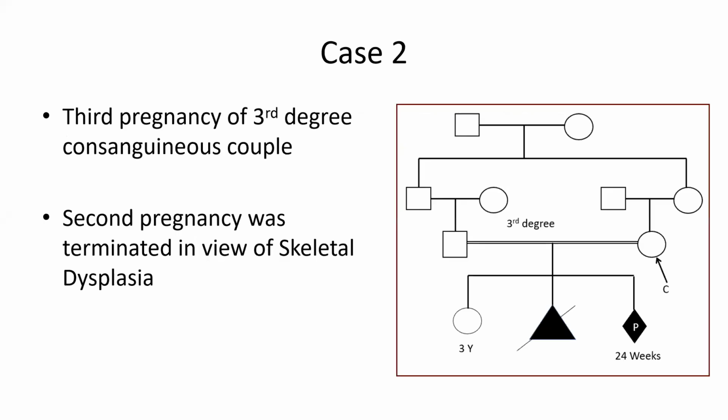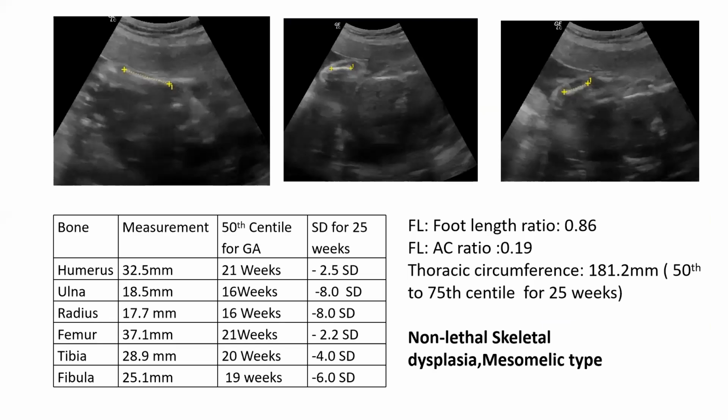Now coming to the second family, this is a third degree consanguineously married couple, and this was the third pregnancy of this couple. From the first pregnancy, they had a healthy 3-year-old girl child. The second pregnancy was terminated in view of skeletal dysplasia, and for the third pregnancy also they were referred in view of some abnormal scan findings at 24 weeks of gestation. Scan was done, and here we found there was significant mesomelic shortening of long bones. Here we can see ulna centiles were -8 Z score. Radius was also at -8 Z score. Tibia and fibula were also very short, -4 and -6 Z score. And all other features were suggestive of non-lethal skeletal dysplasia with significant mesomelic shortening of long bones.